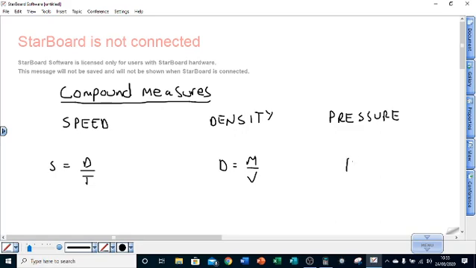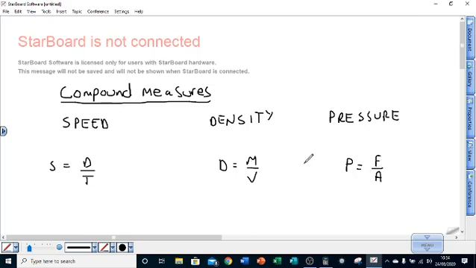Pressure is equal to force over area. Force is measured in newtons, area in millimeters squared, for instance. So therefore two different units, therefore pressure is a compound unit. So we've got newtons per millimeters squared, or in the old imperial measurements that the Americans use, pounds per square foot.